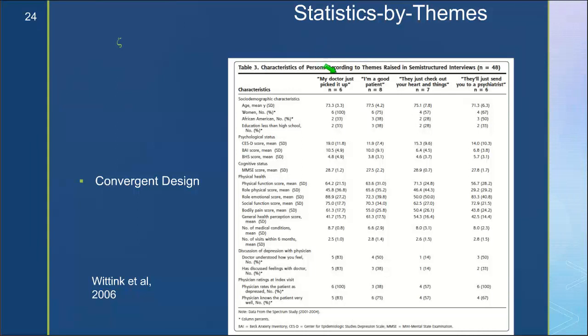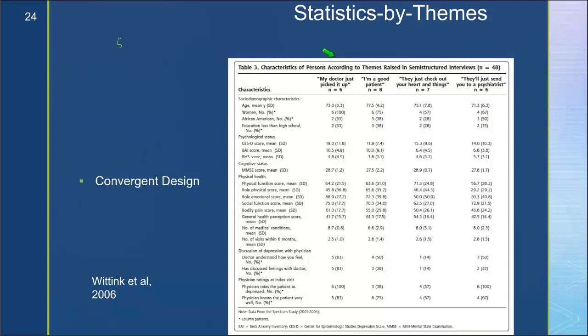So just looking at these first 2 columns, my doctor just picked it up, and I'm a good patient. And keep in mind, I'm showing you just a joint display. There's an entire article around this study. But they describe I'm a good patient as older adults who sort of didn't want to bother their provider. They didn't want to be a burden. They just sort of wanted to go along with things. My doctor just picked it up. These are people who were just a little bit more in sync or seemed to be more in sync with their physician. They picked it up right away.